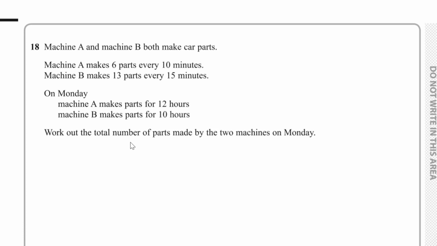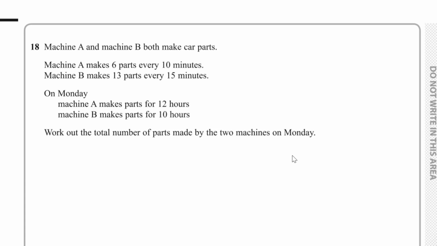Question number 18. Machine A and Machine B both make car parts. Machine A makes 6 parts every 10 minutes. Machine B makes 13 parts every 15 minutes. On Monday, Machine A makes parts for 12 hours. Machine B makes parts for 10 hours. We have to work out the total number of parts made by the two machines on Monday.